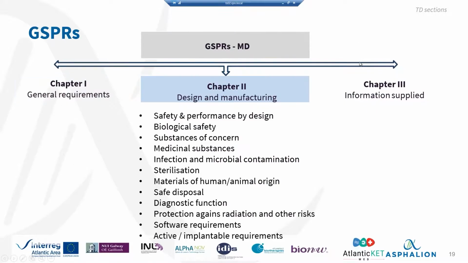Okay. Then we've got Chapter 2, which is more specific to each kind of device. Here we make a distinction between medical devices and IVDs, because it's not the same when we're talking about medical devices or IVDs. Okay, so here in this slide we talk about medical devices, and we've got all the general safety and performance requirements associated with the design and manufacturing of medical devices. Okay, examples we've got here.